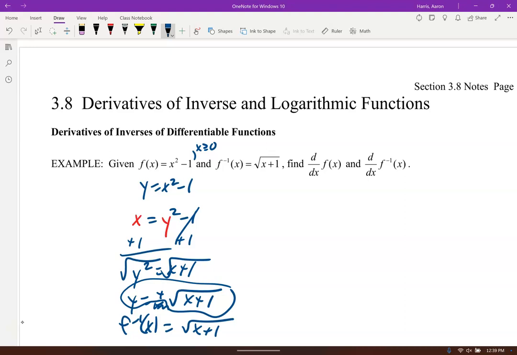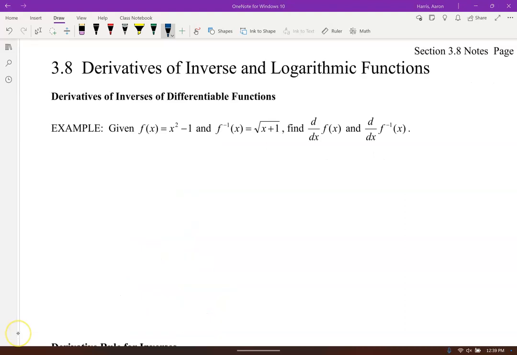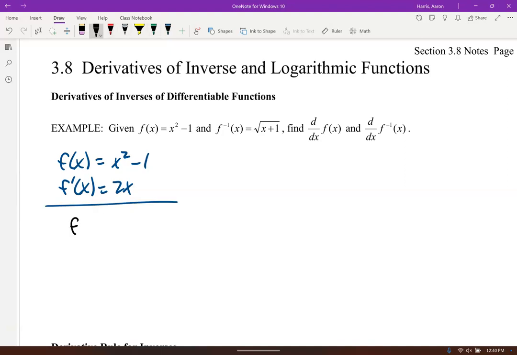In this case, we're given both the function and the inverse. Let's go ahead and take the derivative, and then take the derivative of the inverse and see if we can't make the connection. All right, so here's our function. If we were to take the derivative, we got this power rule, 2x minus 0, right? There's the derivative of the original function. Now let's look at the inverse here.